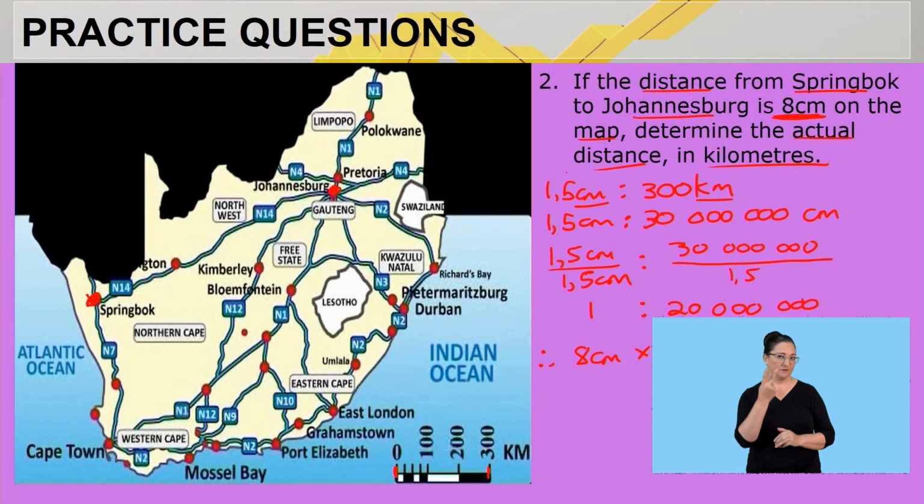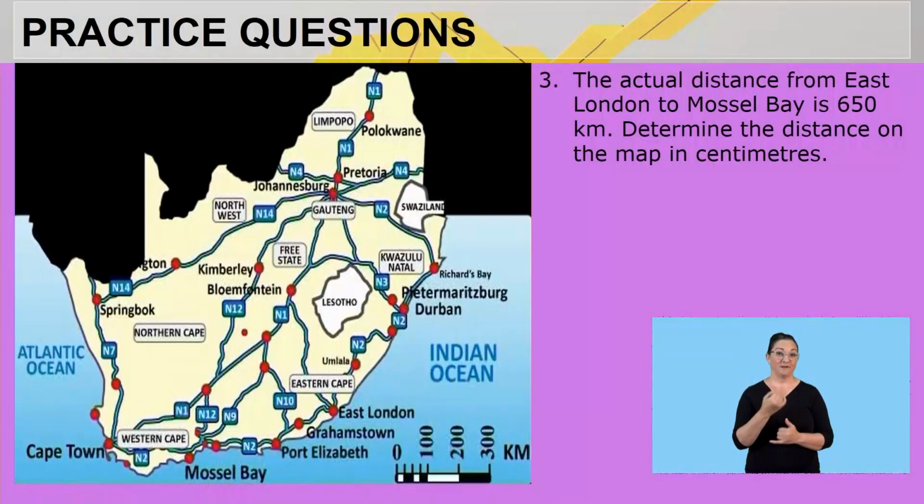8 centimeters multiplied by 20 million, divided by 100,000. When I calculate this, I get an answer of 1,600 kilometers. Guys, are we clear? So the actual distance, meaning the real-life distance between these two places, equals 1,600 kilometers. Are we fine? All right, let's look at our next question.